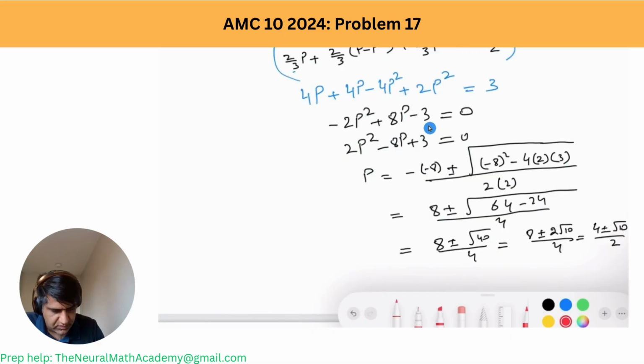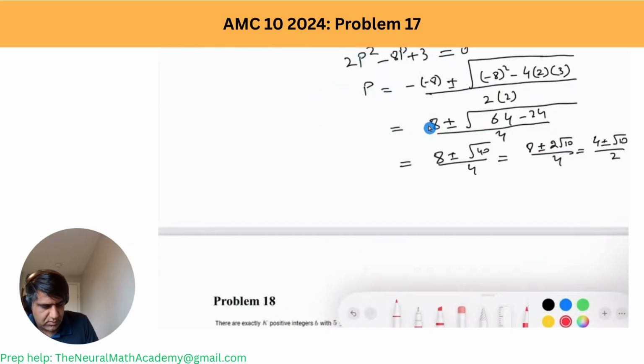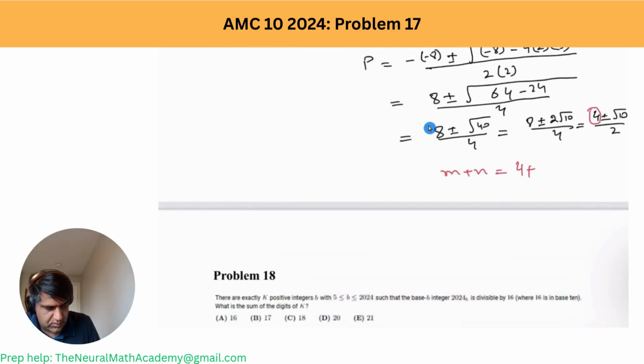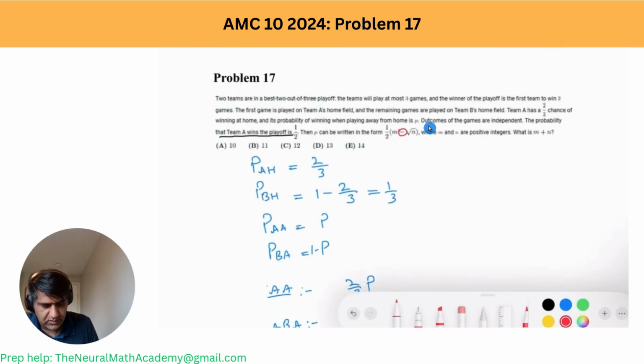So the values that we get for m plus n, so they are then 4 plus 10, that is 14. So the answer is then 14.